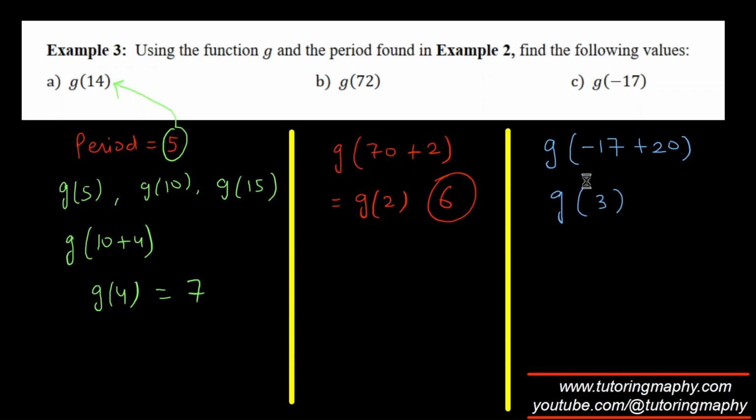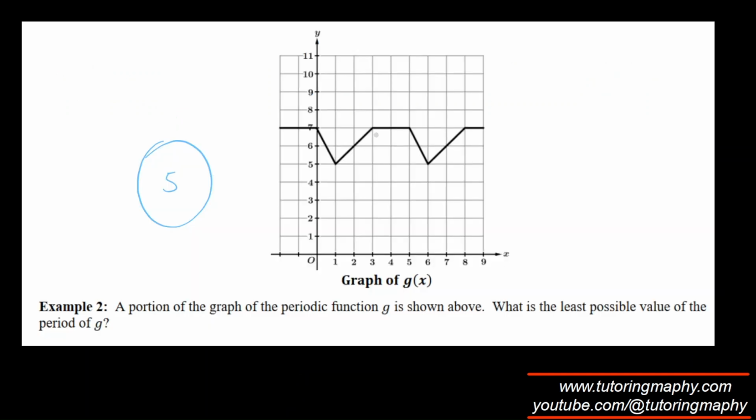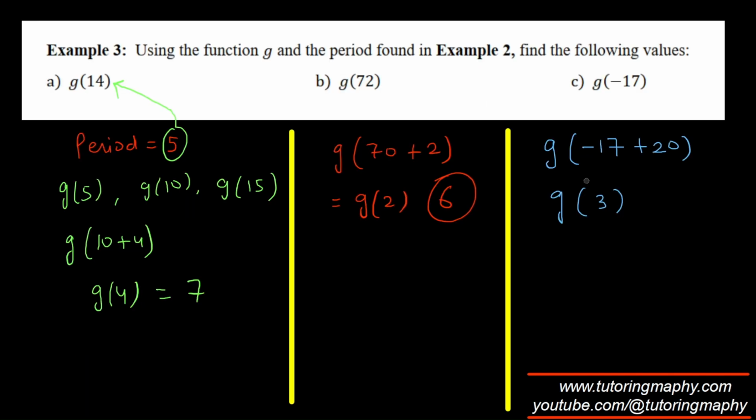And what is G of 3? G of 3 is going to be, there you go, this is 3, and we have 7 right over here. So I'm going to write this as 7.